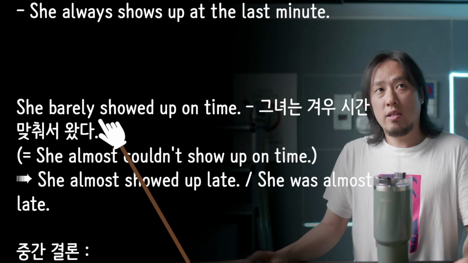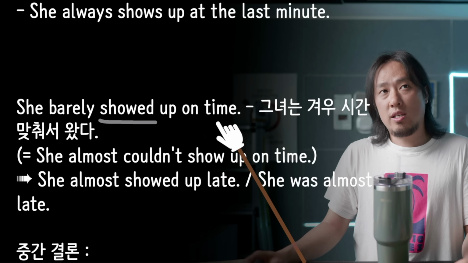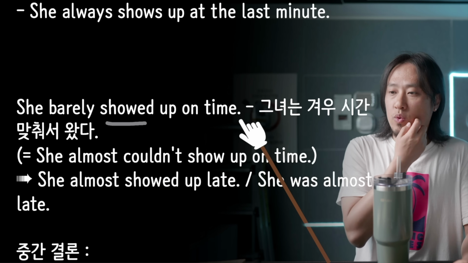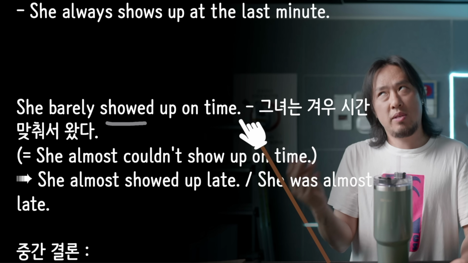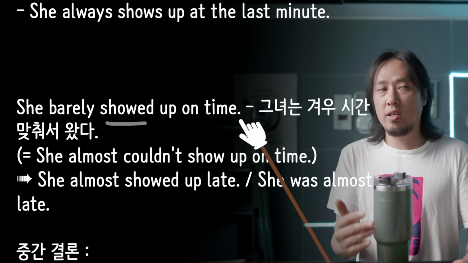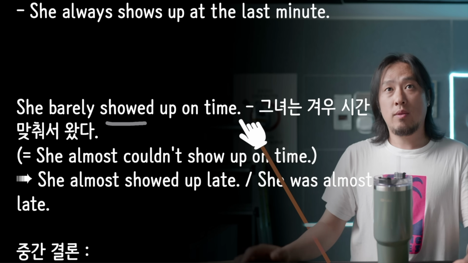This sentence here, now we're using it in the past tense. She barely showed up on time. Okay, so now we're talking about, well, we could be talking about a recurring thing that happened in the past, but let's just think of this as referring to something that happened once.